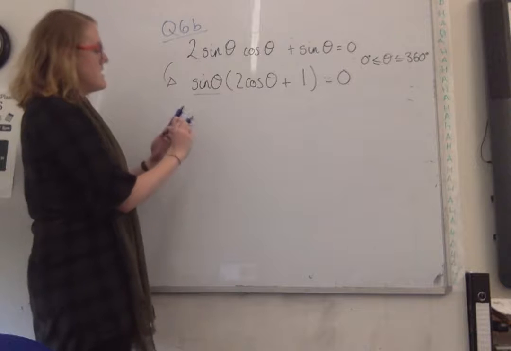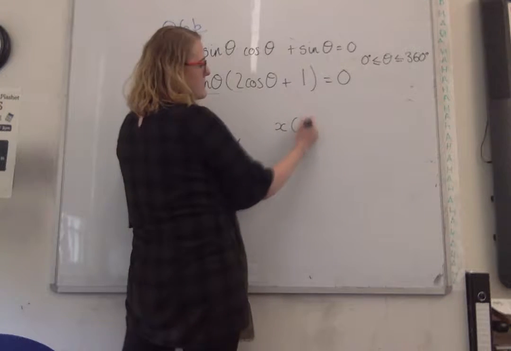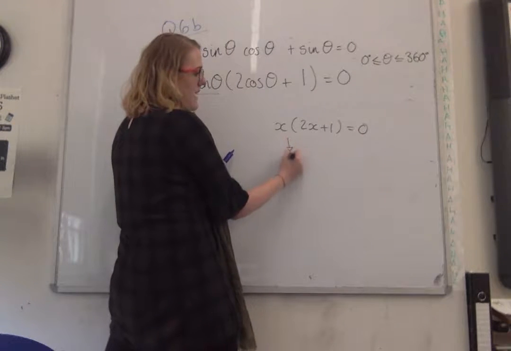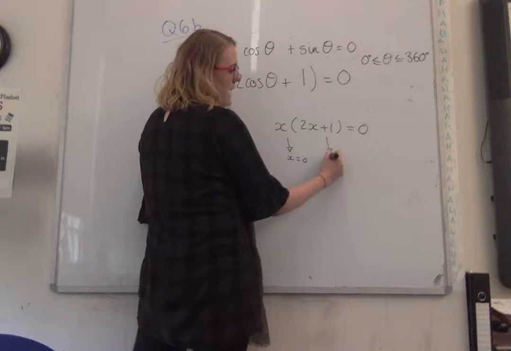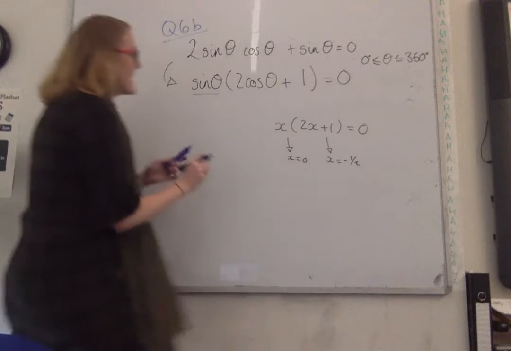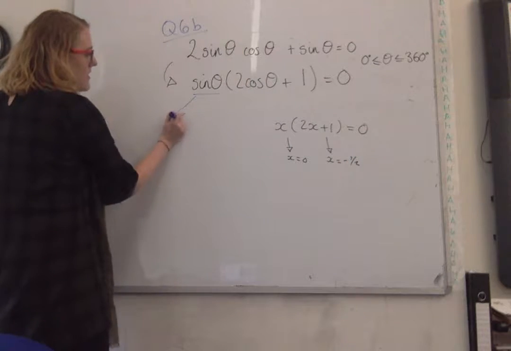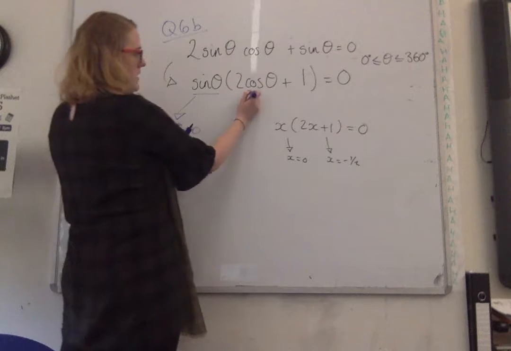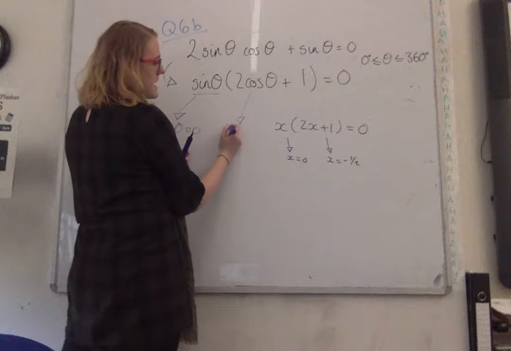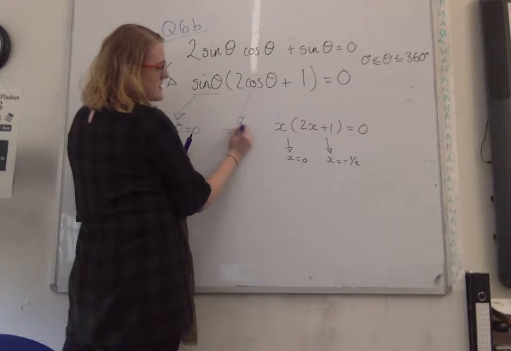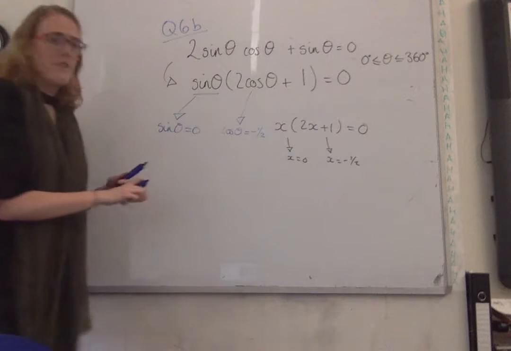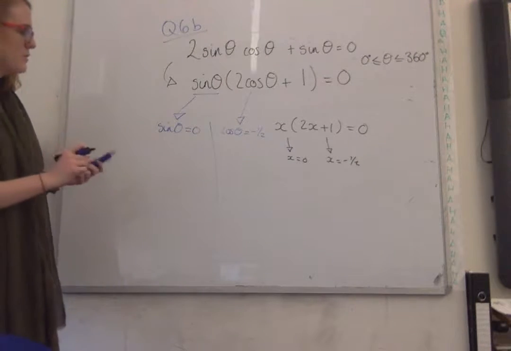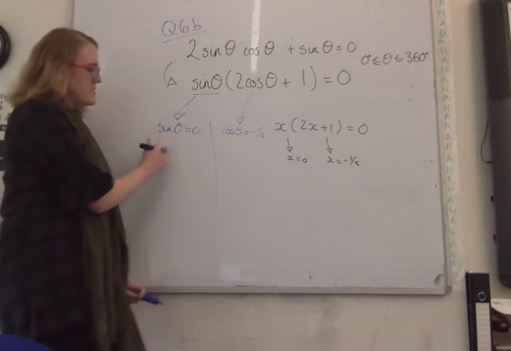In the same way that if we had x multiplied by 2x plus 1 equals 0, we would know that x could equal 0 or x could equal minus a half, it's exactly the same process here. So either sine theta equals 0, or from this one, cos theta equals negative a half. Then we've got 2 paths that we want to follow to make sure we get all the solutions. So this one should be reasonably straightforward.